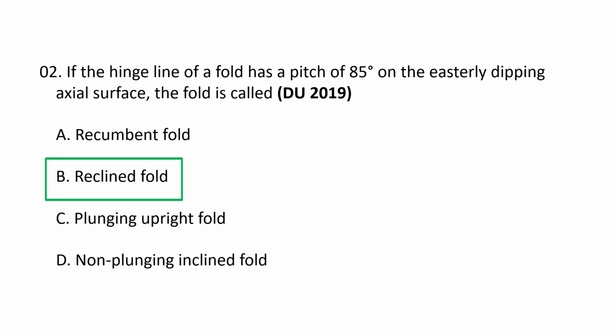Reclined fold. If the hinge line of a fold has a pitch of 85 degrees on an easterly dipping axial surface, the fold is called a reclined fold. Why? Because the plunge of the hinge line, that is 85 degrees in this case, is equal to the dip angle of the axial surface, and it is also easterly dipping. So the fold is said to be a reclined fold.